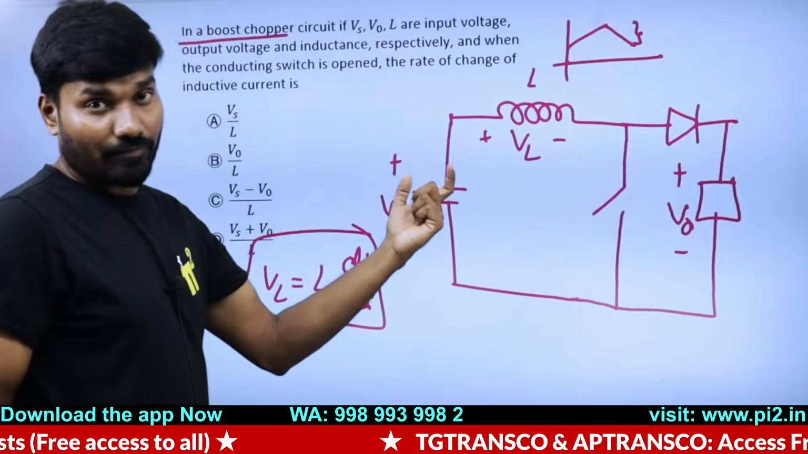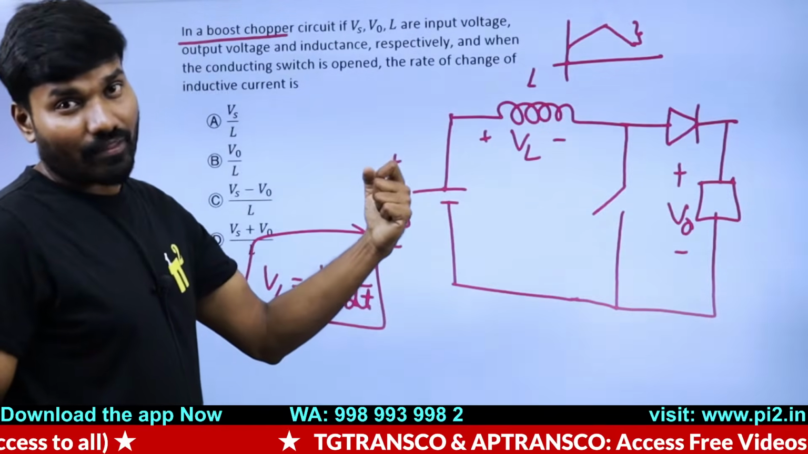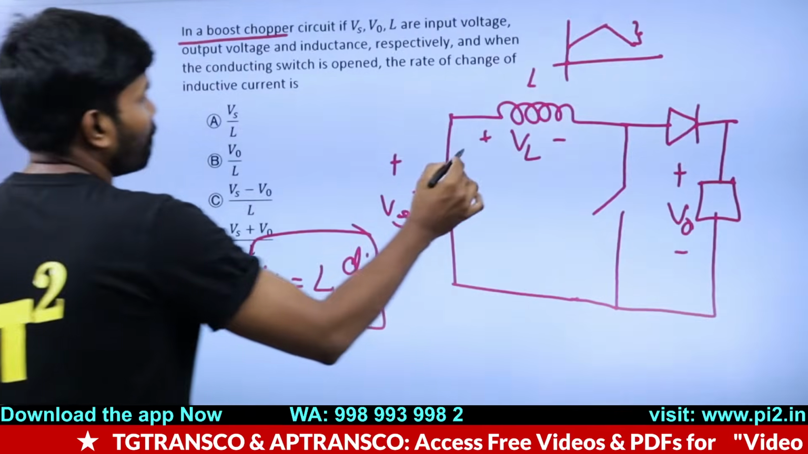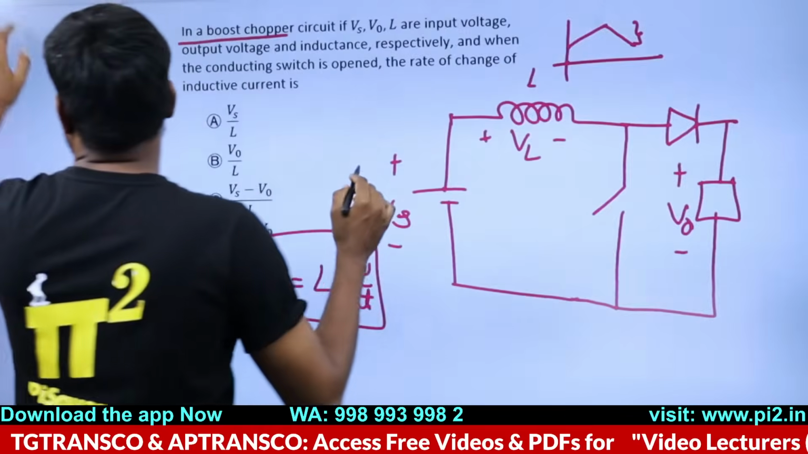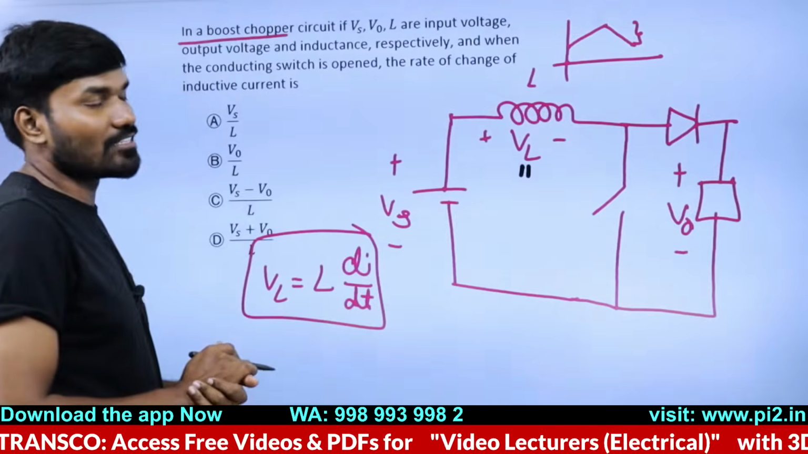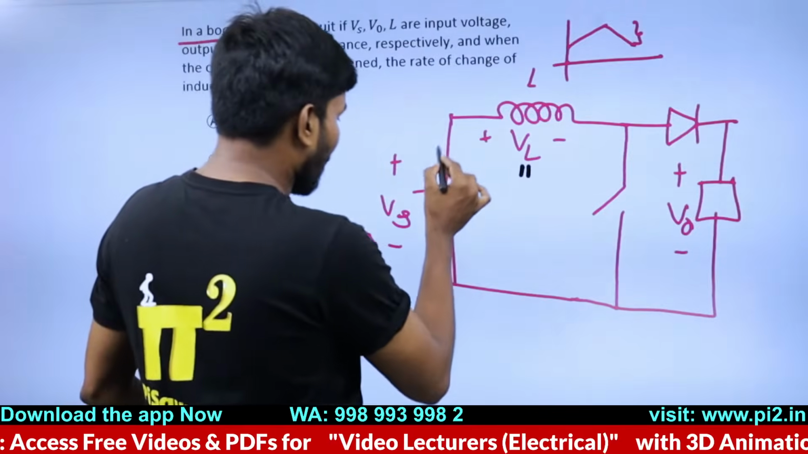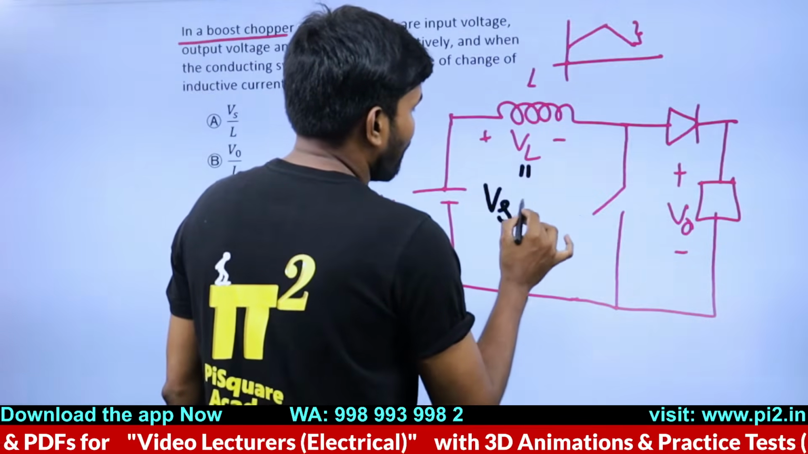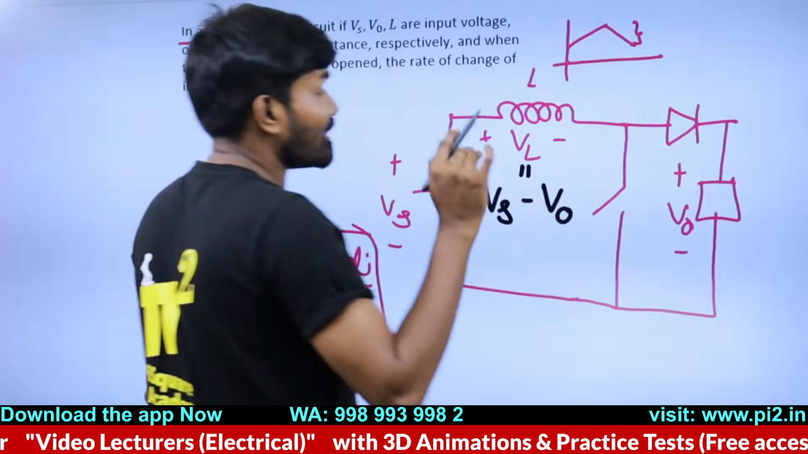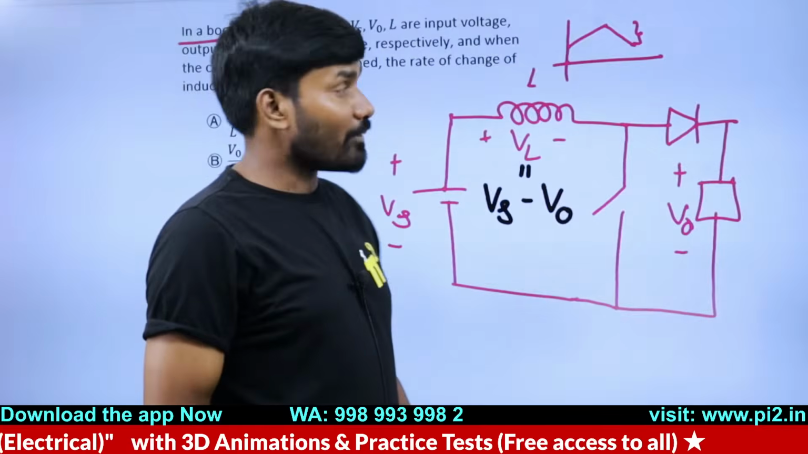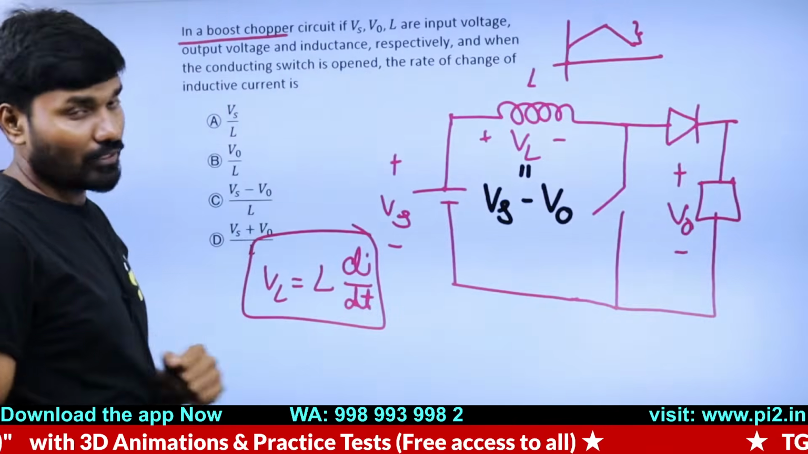When the switch is open, what is the value of VL? Tell me, what is the value of VL when switch is open? I want everybody's answer. Simply Vs minus V0. Vs minus V0, explicitly under that condition only, because in the question it is said explicitly that the switch is open.